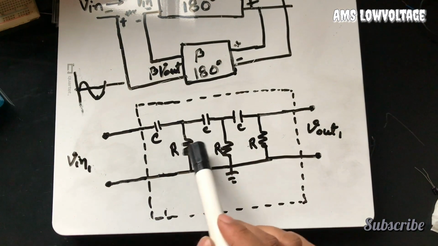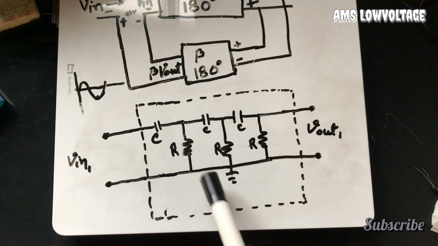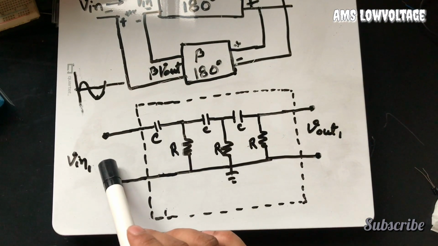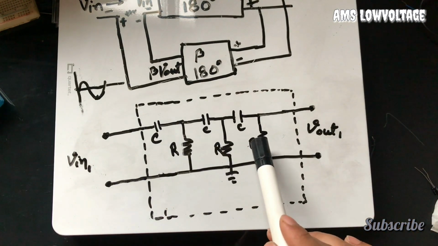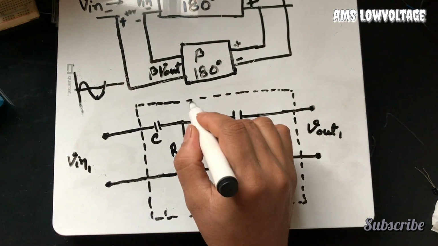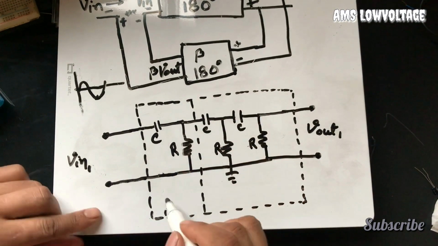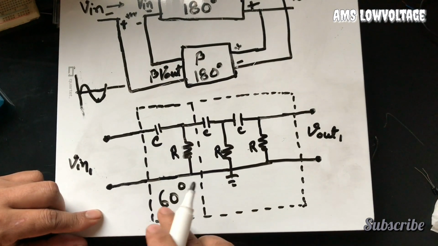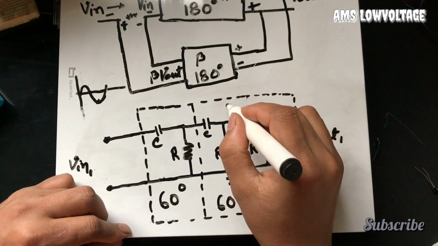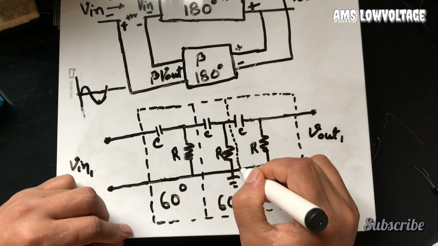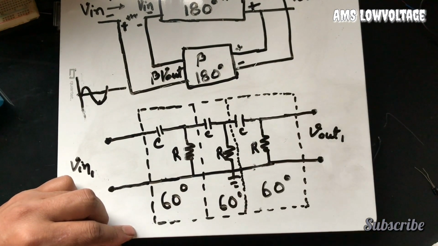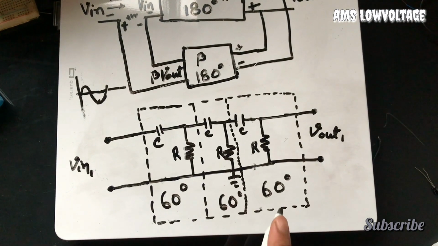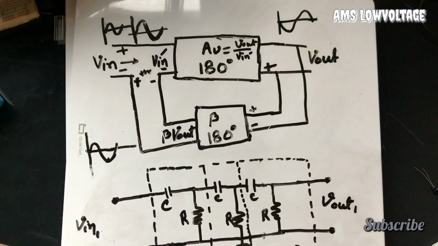So here I have added two more high pass filters together, just like this. This is the input for this total high pass filter, and this is the output. One stage, two stage, and this three stage. For one stage we can get 60 degree phase shift, from this stage another 60 degree phase shift, and from this stage another 60 degree phase shift. So that's how we can build one positive feedback loop circuit for this amplifier, and we can make the oscillation circuit.